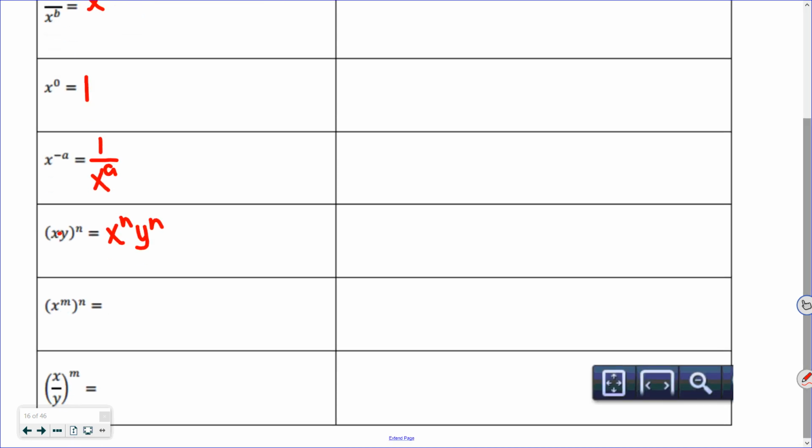And last two, if you have a power to a power, x to the m to the n, you multiply the exponents. If you have a fraction, that really goes with this one up here, right? If you're multiplying or dividing, that m just applies to both of them. X to the m over y to the m. So those are your exponent rules.